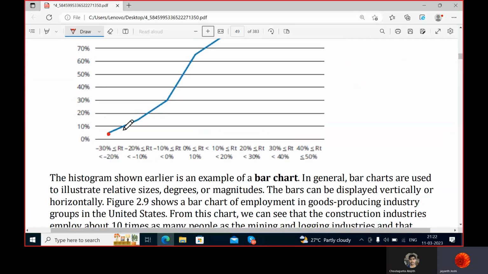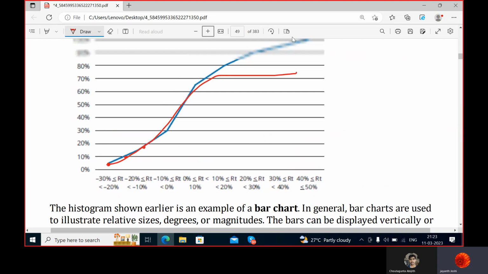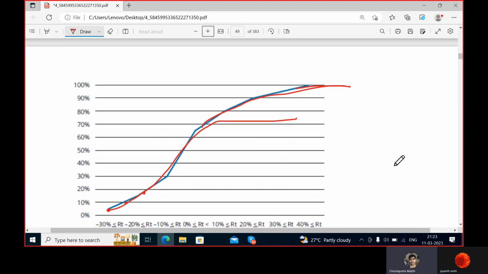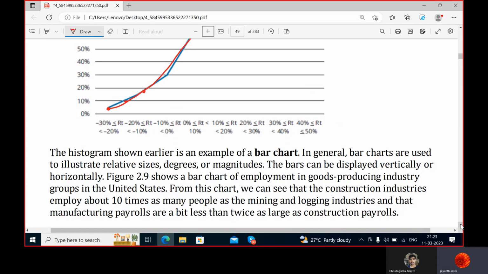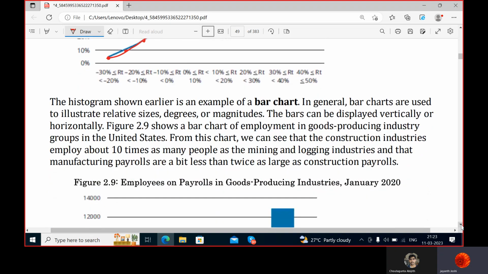So 5, then it comes to 10, then somewhere around 15. So it will go in this way, and you'll see that the graph will be made in this way. It will take the previous data and the current data. That is cumulative.